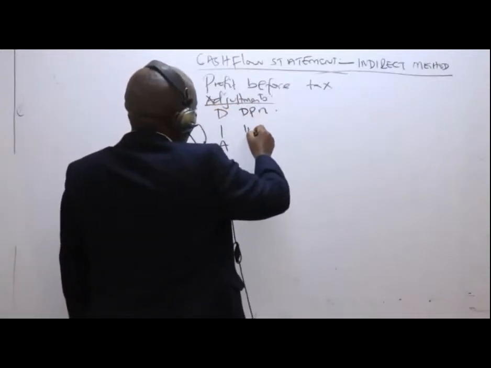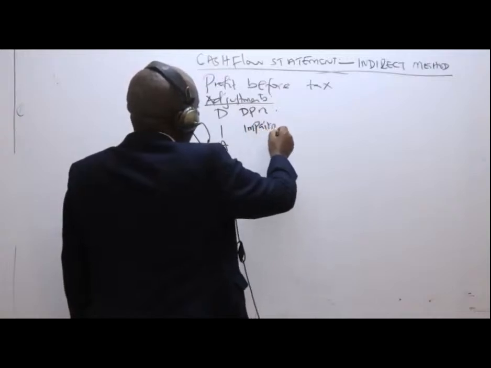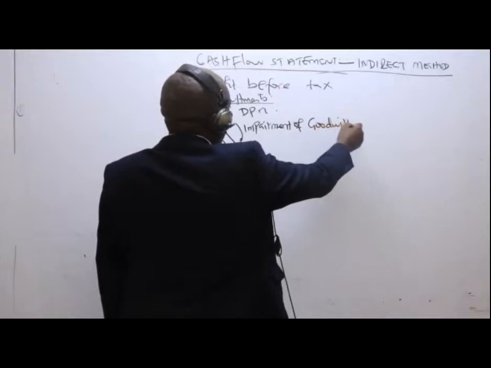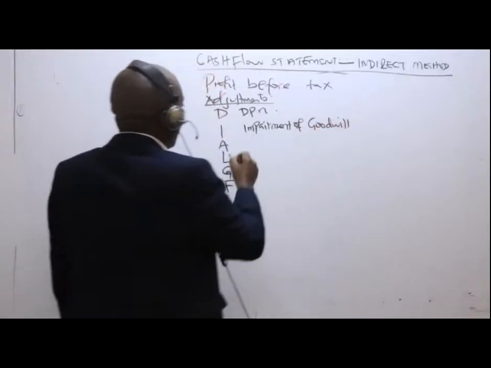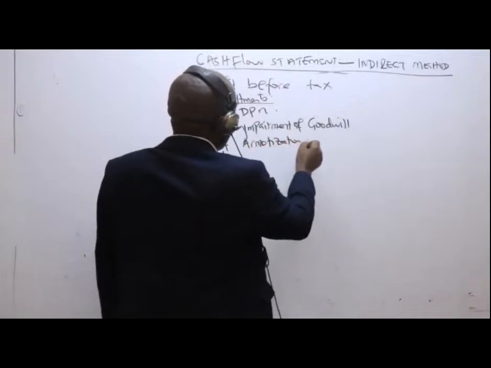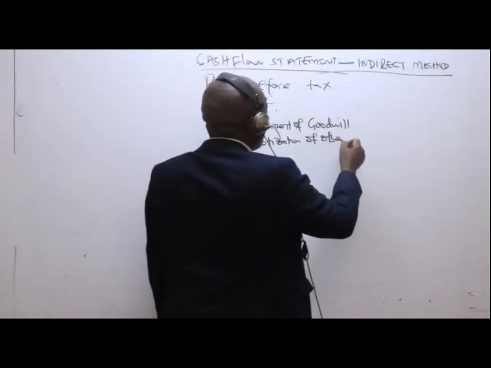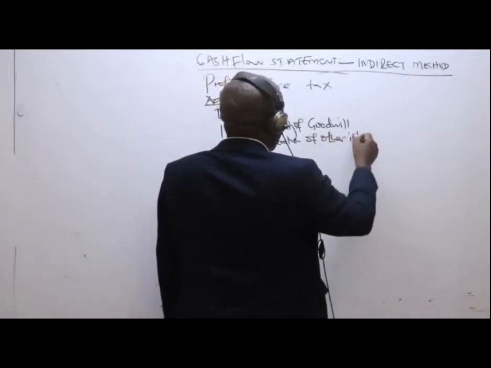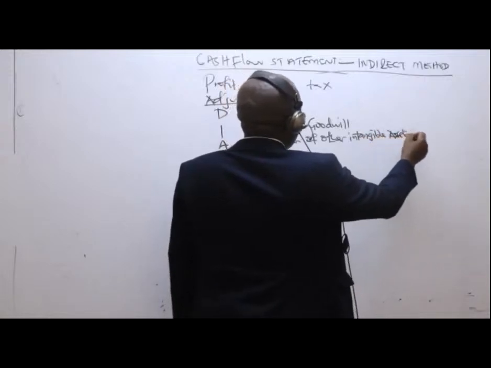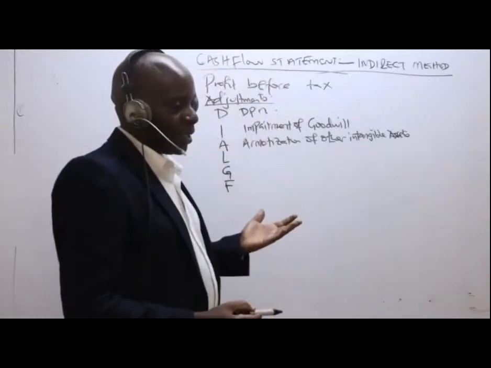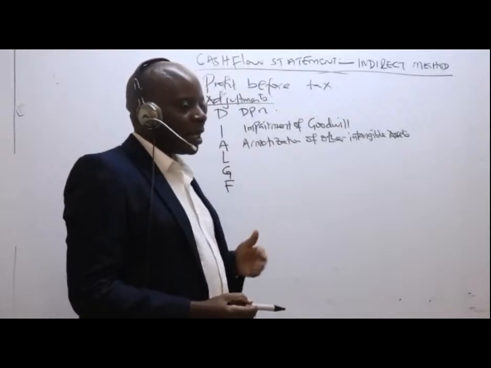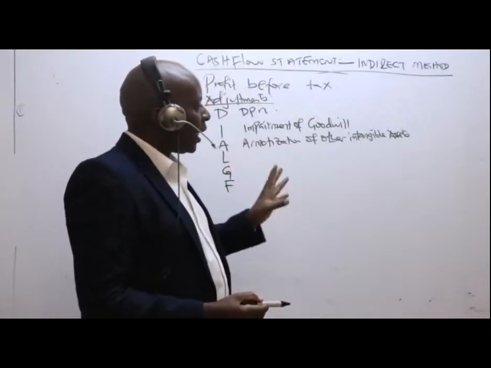Depreciation. This is impairment of goodwill. We have amortization of other intangible assets. Remember, we have intangible assets: goodwill is an intangible asset, and so are patents and trademarks. These are all intangible assets.